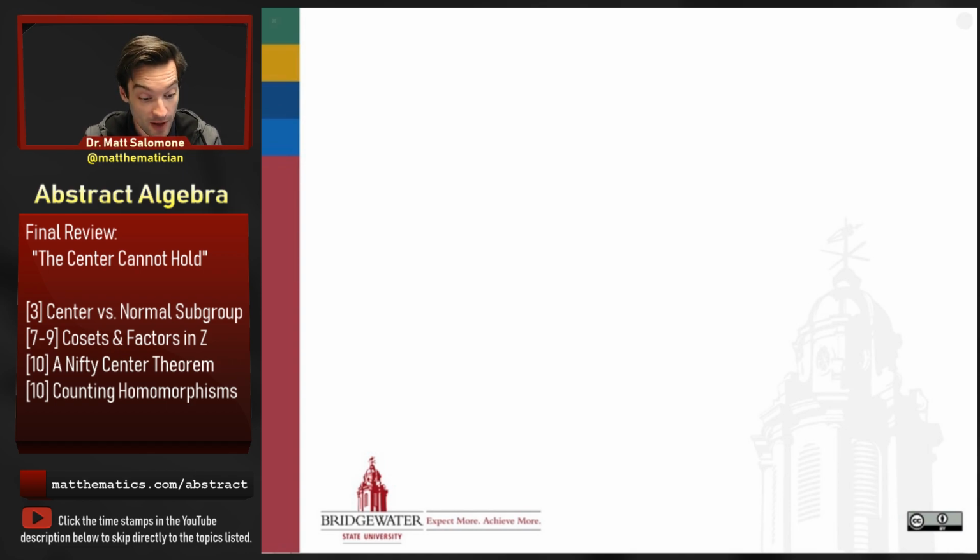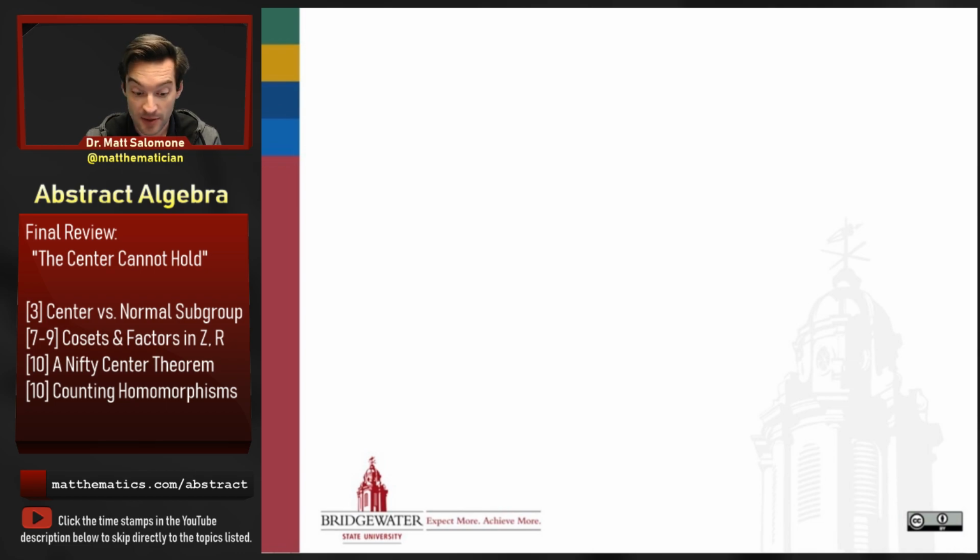Then I want to look at a couple of examples of factor groups that you've seen in disguise in your past. Some we've seen in disguise this semester in abstract algebra, and others you may be familiar with from elsewhere in your math education. So I want to look at a couple of examples of cosets and factor groups, both in the additive group of the integers and in the additive group of the real numbers. And then I want to try to sew some things together by bringing back the idea of the center of a group, and using the center as an example of a normal subgroup.